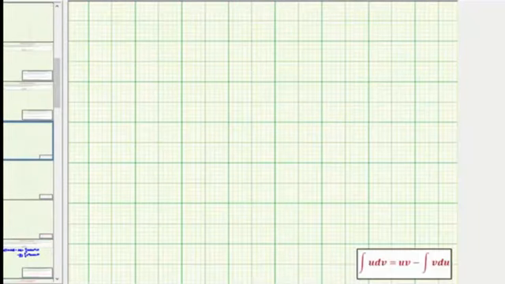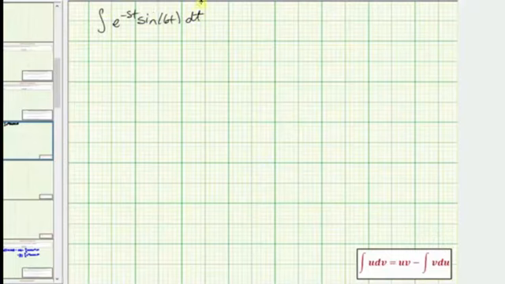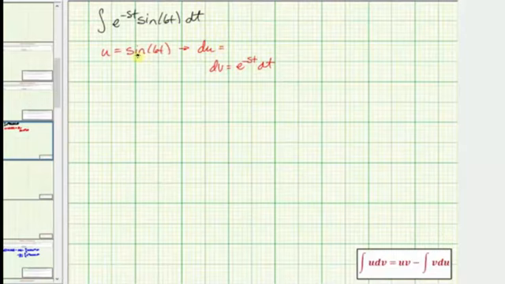So for our next step, we'll determine the indefinite integral of e raised to the power of negative st sine 6t with respect to t. This is going to require integration by parts, and I've included the formula for integration by parts here below. So we'll let u be equal to sine 6t, and we'll let differential v be equal to e raised to the power of negative st dt. So to find differential u, we differentiate. The derivative of sine 6t with respect to t would be cosine 6t times 6. So differential u is 6 cosine 6t dt.